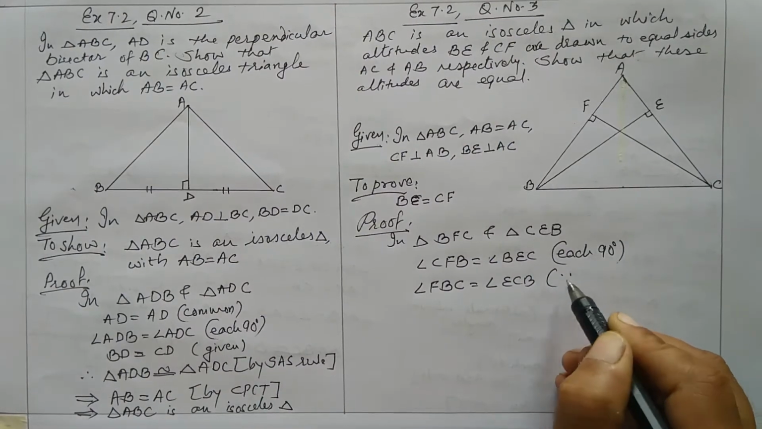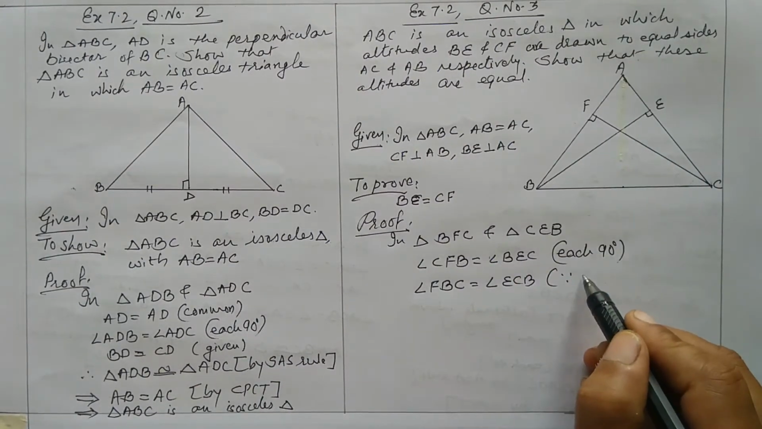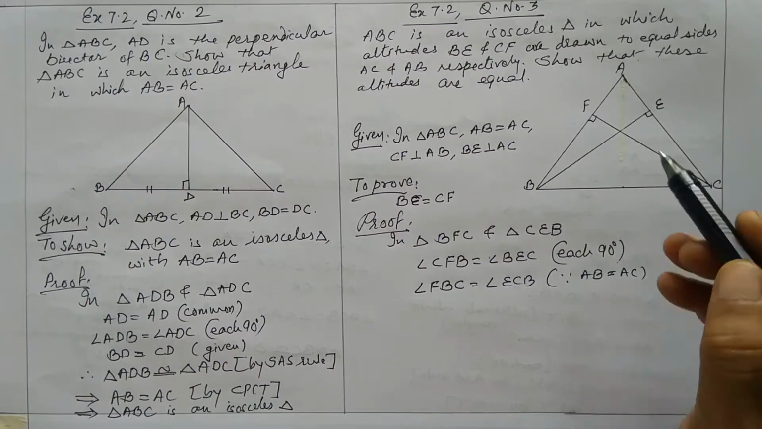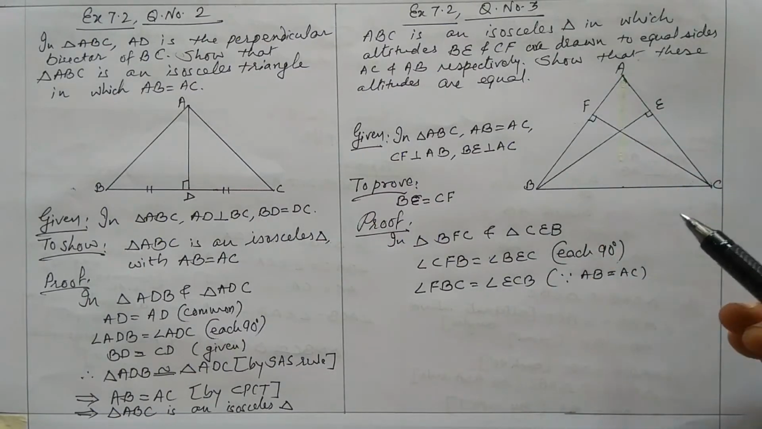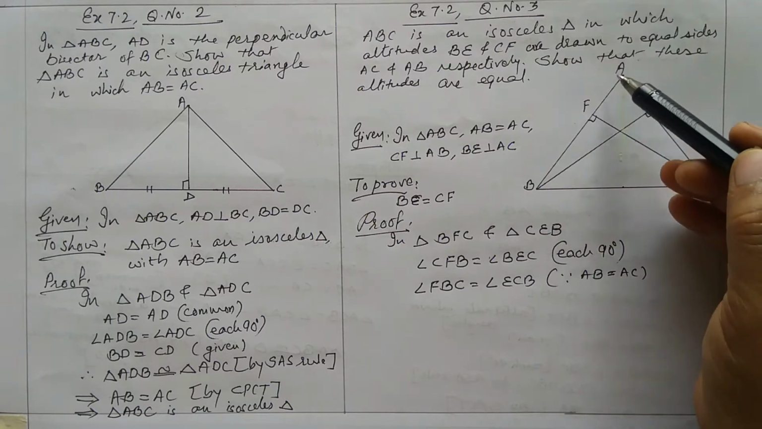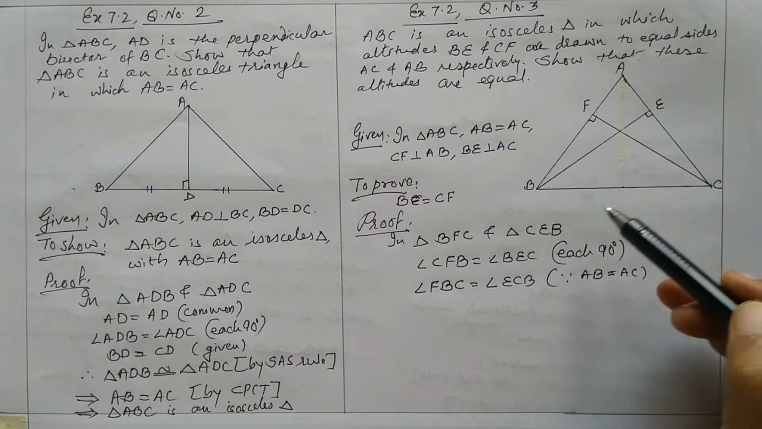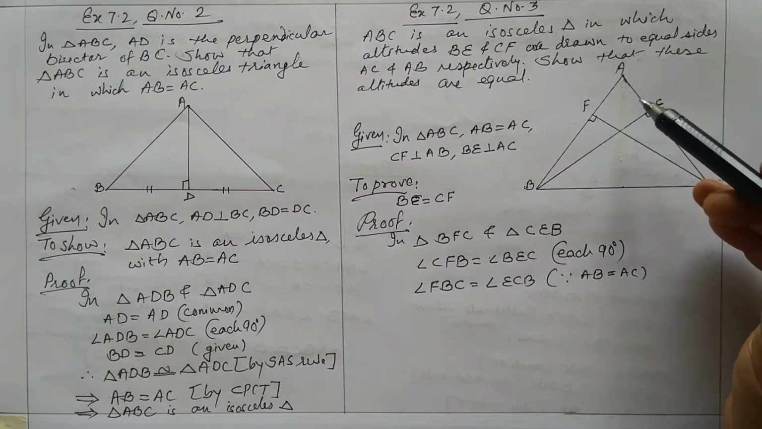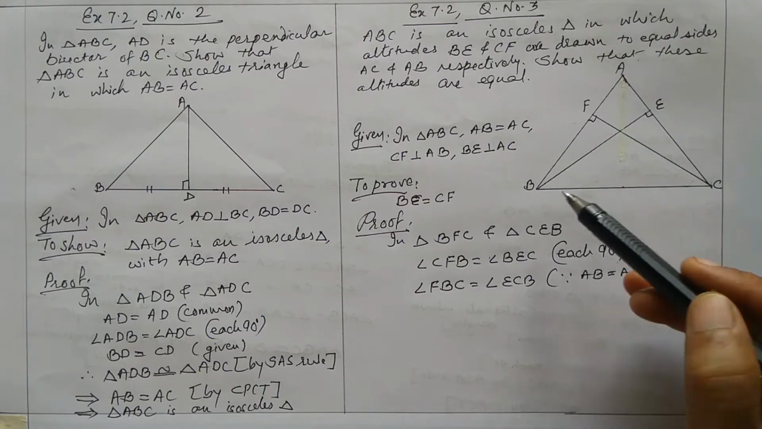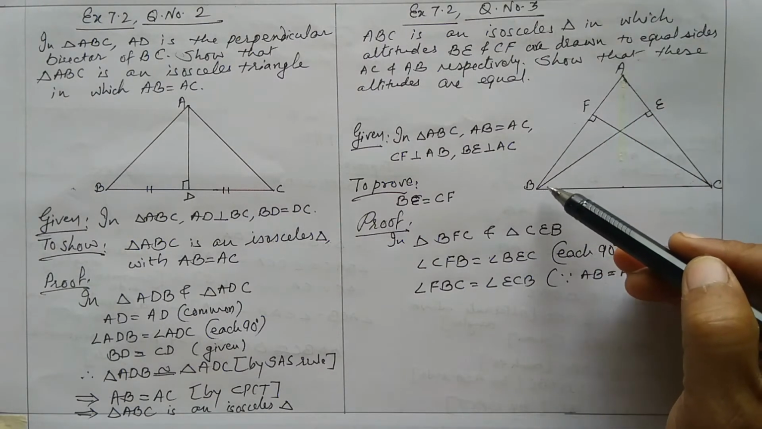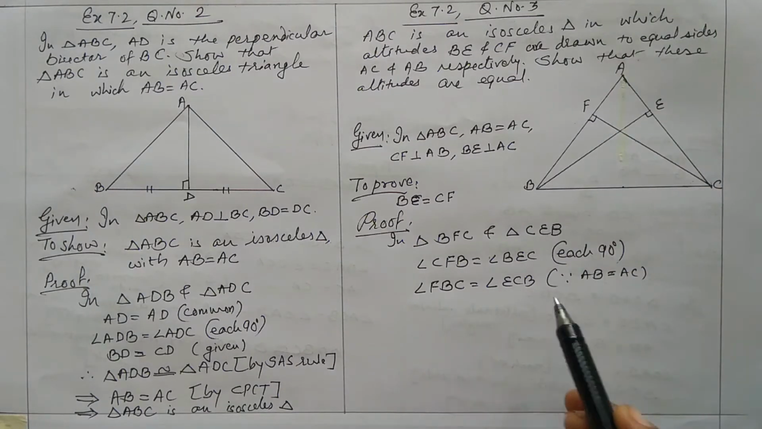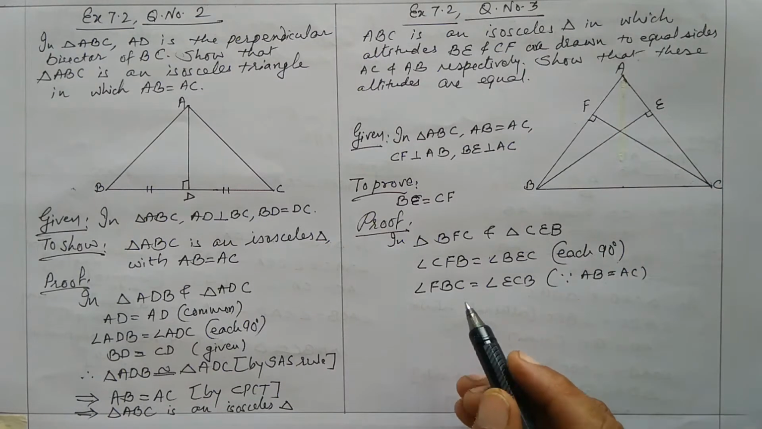Reason: since AB is equal to AC, if in a triangle two sides are equal, then the angles opposite to them are equal. So the angle opposite to AB is ACB, another name of which is ECB, and the angle opposite to AC is B, another name of which is angle ABC or FBC. Therefore, we have written FBC is equal to ACB since AB is equal to AC.